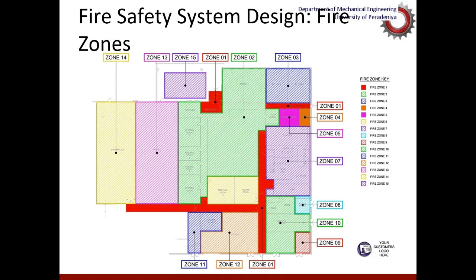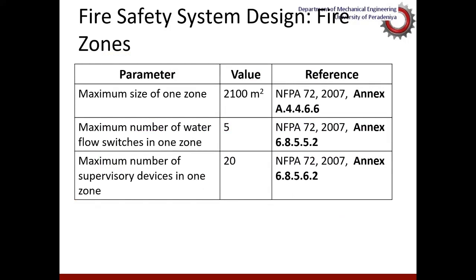So the basic requirement of dividing a building into different fire zones is to identify where the fire is and attend to it as quickly as possible. The code says the maximum size of one zone should be 2100 square meters, and the maximum number of water flow switches in one zone should be 5. We'll come to water flow switches and things like that when we talk about hydrant systems. And the number of supervisory devices in one zone is 20. That means fire detection devices and things like that. So the fire codes clearly give us guidelines to identify our fire zones. According to these guidelines, we have to cluster the building area into different fire zones. One key importance of this, as I just mentioned, is to quickly identify where the fire is and accordingly attend to it as quickly as possible.